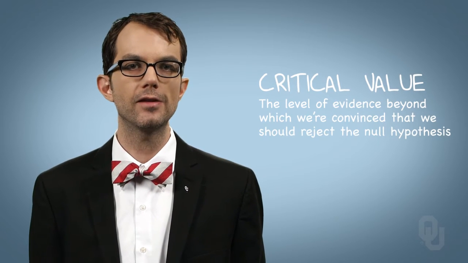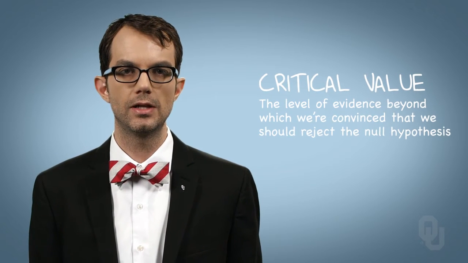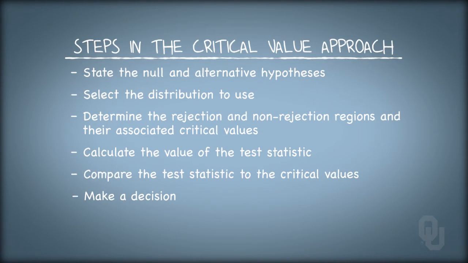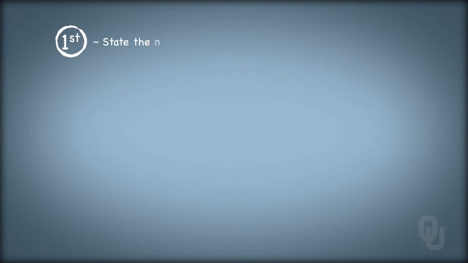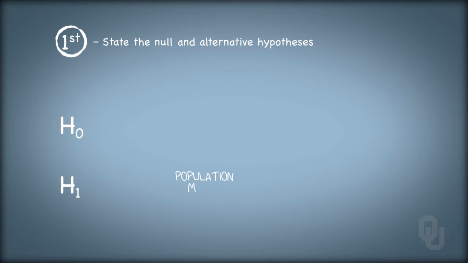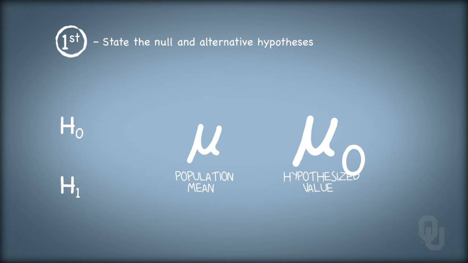Then we compare the test statistic to that value. The steps in the critical value approach are as follows. We'll apply these steps to hypotheses dealing with the population mean when sigma is known, but these steps apply to all statistical hypotheses. First, we state the null and alternative hypotheses. In this case, we set up H0 and H1 to deal with the population mean, mu, and the hypothesized value of the population mean is mu0.